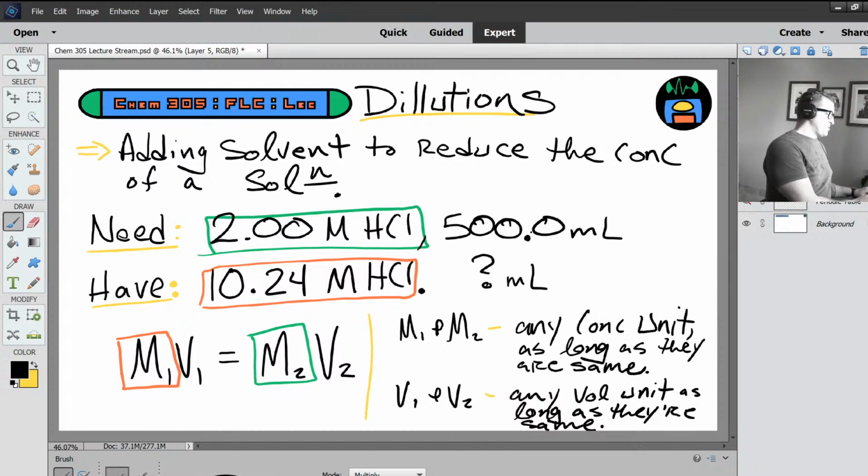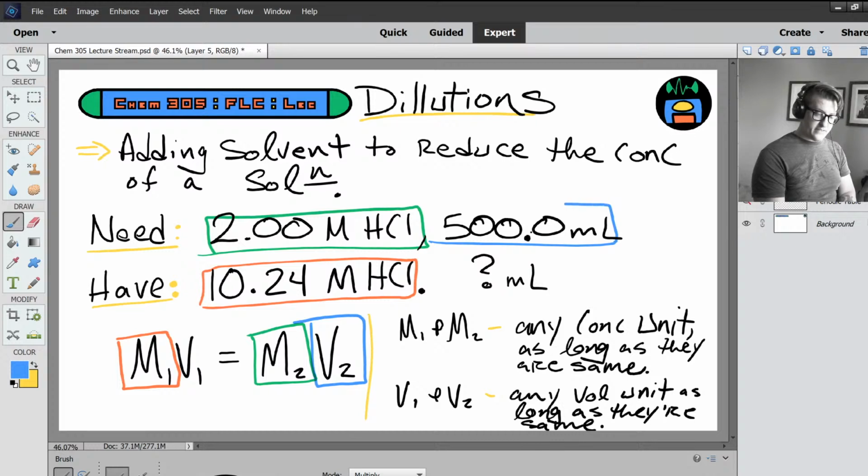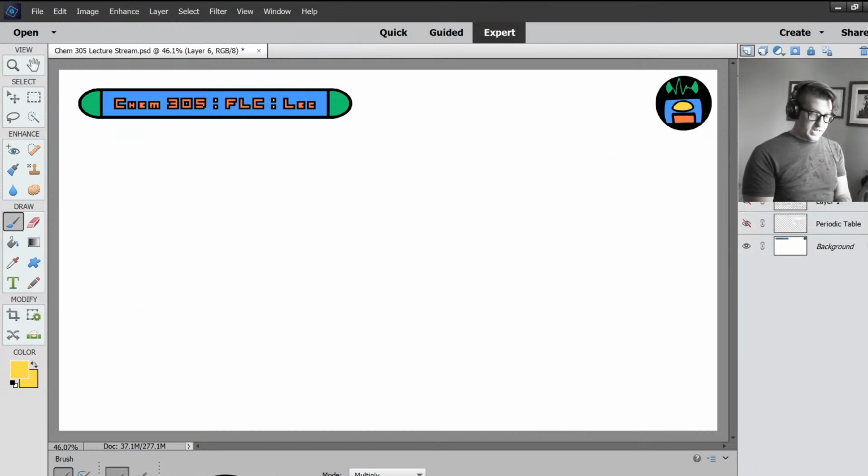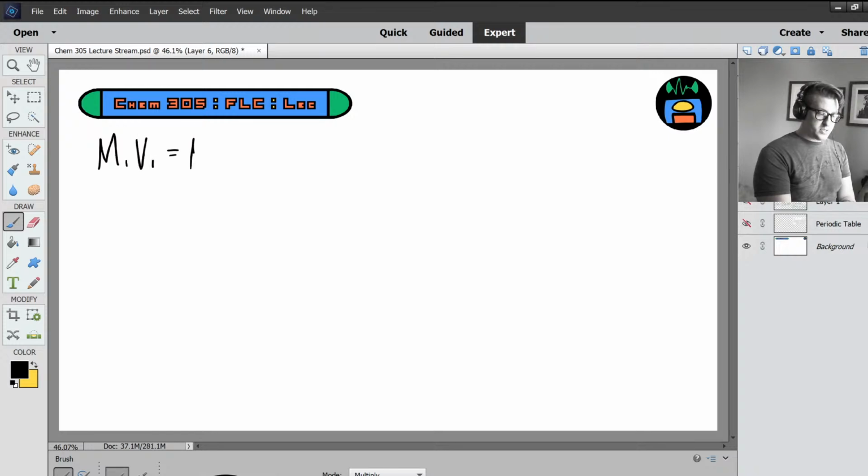My decimal place is very small. So yeah, that's 500.0 milliliters. And that final volume V2 is the 500.0 milliliters. So we have everything we need to solve for that initial volume, that volume of HCl that we need. So rewriting our equation, M1 V1 equals M2 V2.